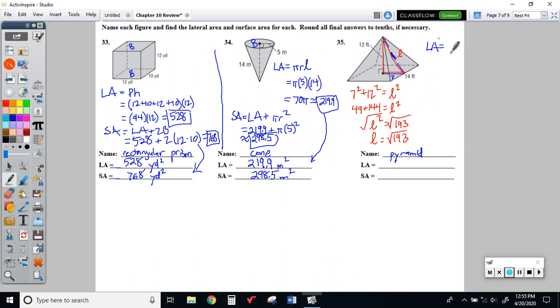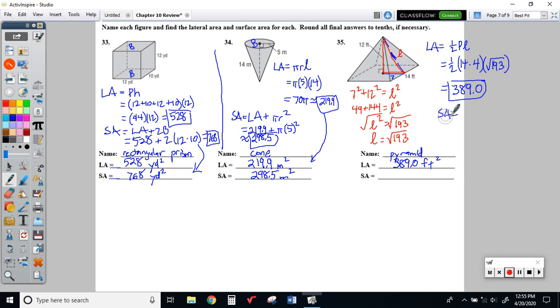And so lateral area for a pyramid was 1/2 perimeter times slant height. And so the perimeter of this would be 14, and you'd have 4 of those. So 14 plus 14 plus 14 plus 14, or just 14 times 4 for perimeter, and then the slant height, square root of 193. And putting that into a calculator gives you 388.988. So if you round that off, that'd be 389.0. So I'm going to have that going right here, 389.0 feet squared.